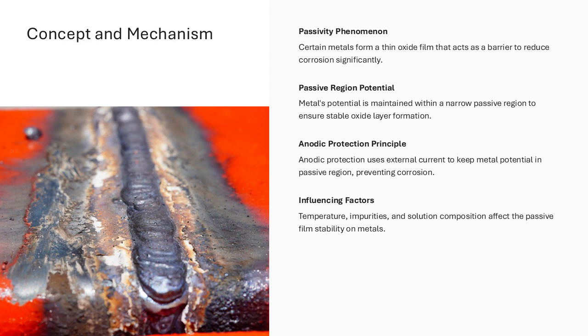Understanding passivity is essential for anodic protection because the technique relies on keeping the metal within this passive region using an external current. Factors such as temperature, solution composition, and impurities can influence the stability of the passive film, making precise control of potential critical for successful anodic protection.